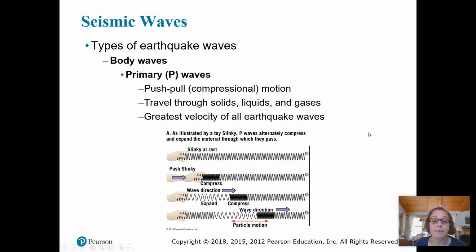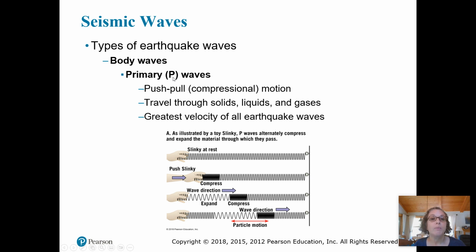Three main types of seismic waves that you need to know about include two types of body waves and a type of surface wave. So body waves are seismic waves, in other words, waves of energy. These body waves are traveling through the body of the Earth. So they travel through the Earth.